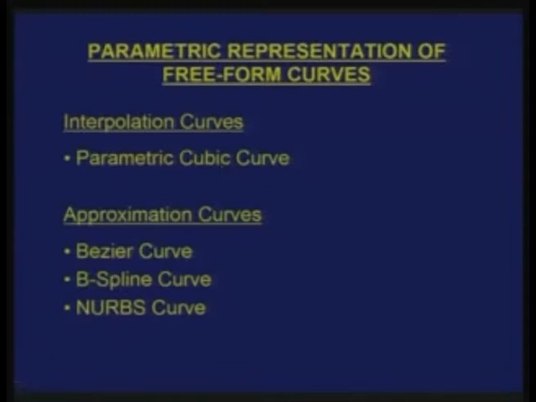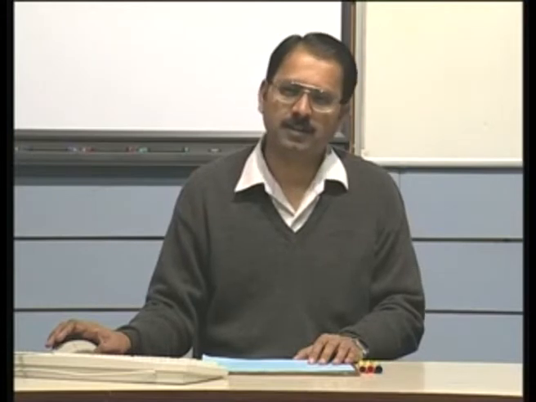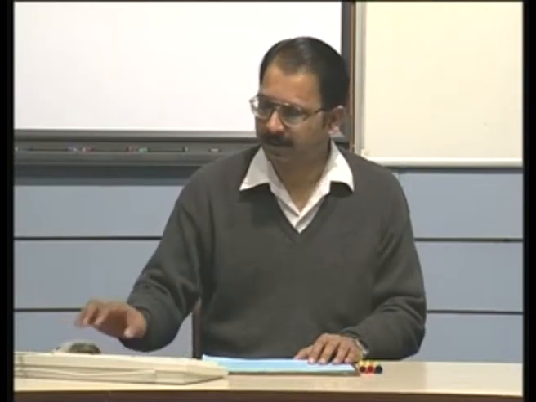So, we will start with that, and subsequently in our other classes we will be looking at approximation curves, which are Bezier, B-spline, and of course, the most important curve is NURBS, which stands for non-uniform rational B-splines. This is one curve form which has become almost an industry standard and is in some way a superset of most of the curves which we are going to study.